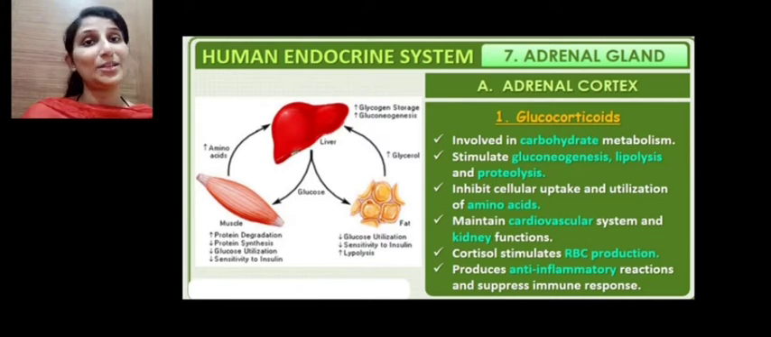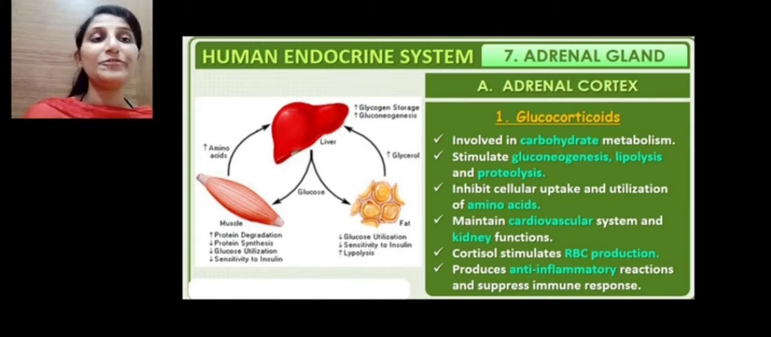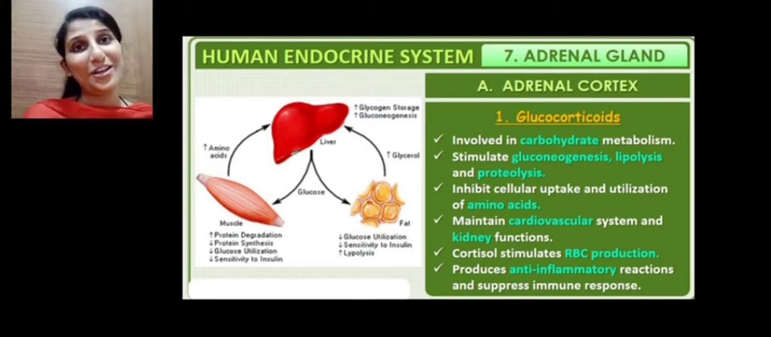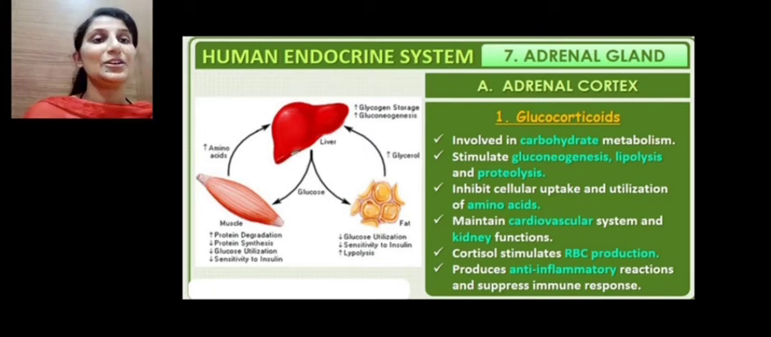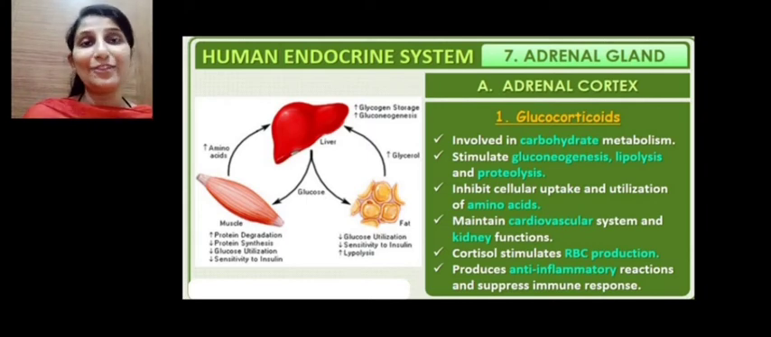It also brings about lipolysis and proteolysis. It inhibits the cellular uptake and utilization of amino acids, so that the amino acids are not taken up. It maintains the cardiovascular system and the functioning of the kidneys. Cortisols also stimulate the production of the erythrocytes or red blood cells. It produces anti-inflammatory reactions and suppresses our immune response.